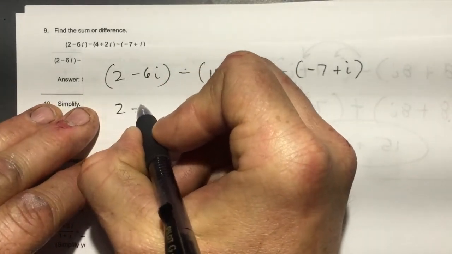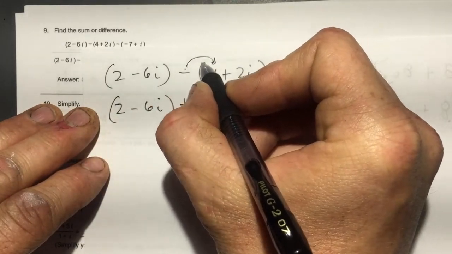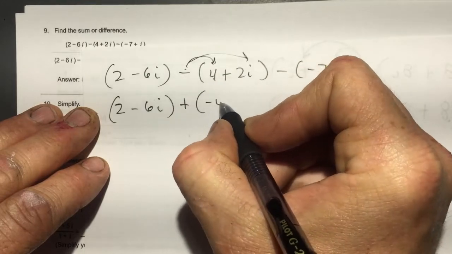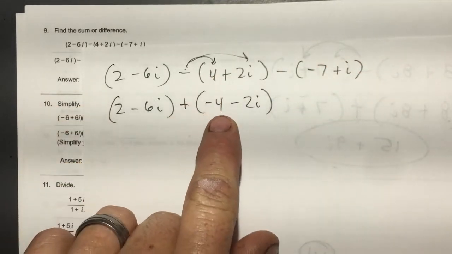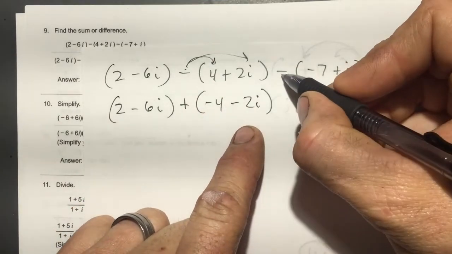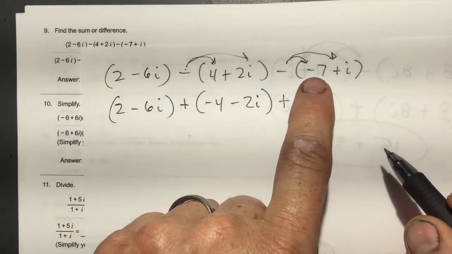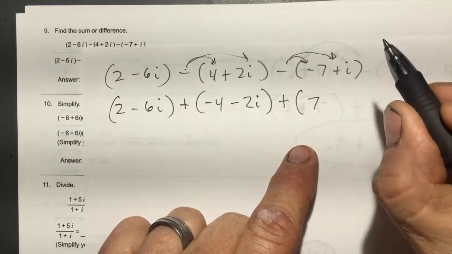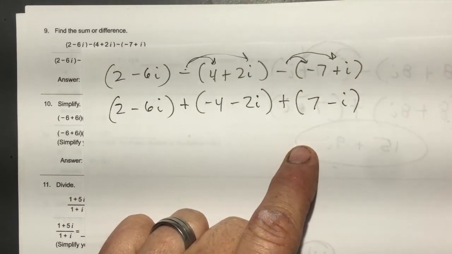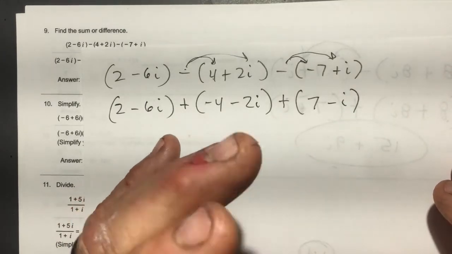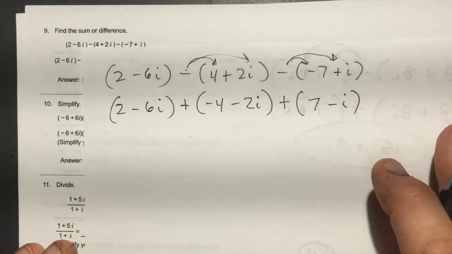So this guy stays. I'm going to change it to plus and distribute that minus into here, which makes that a -4 and a -2i. Okay, the 4 becomes a -4, the 2i becomes a -2i. Again, I'm going to change this to plus, and I'm going to distribute that minus into this. So this -7 turns into a +7, and then this +i turns into a -i. Okay? You got to do that, because if you don't, man, you're going to have problems. You're going to make mistakes. You always distribute your minus like that.